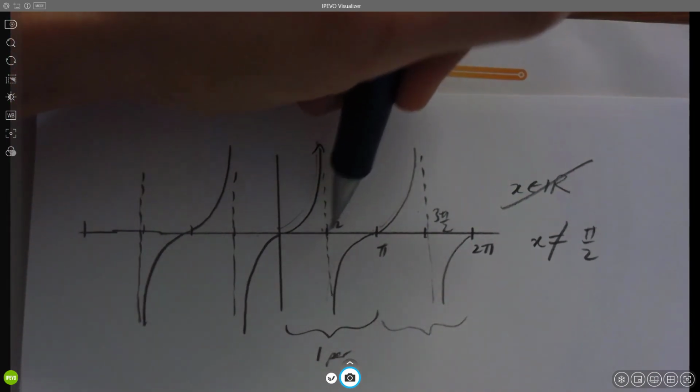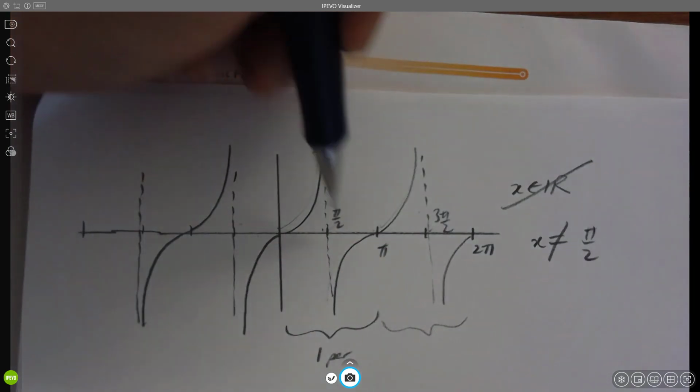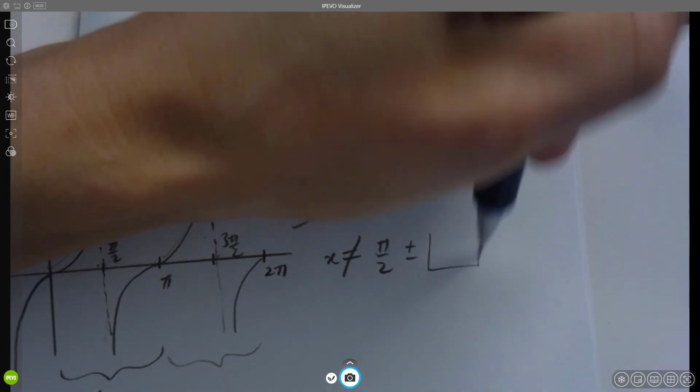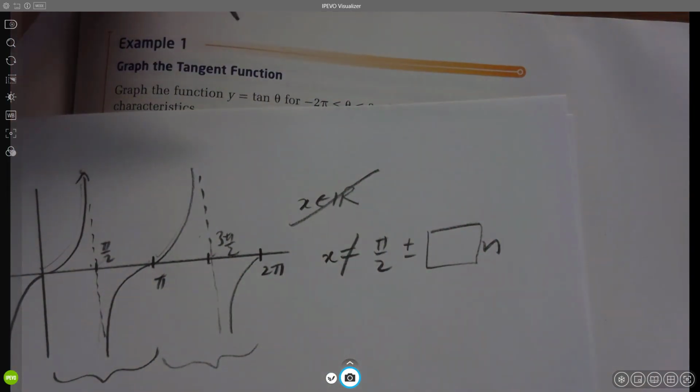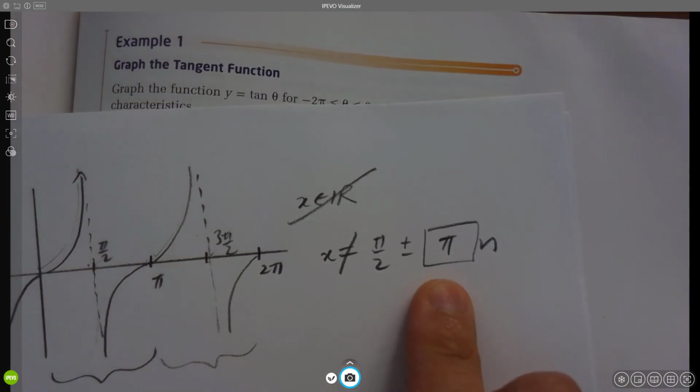Now we have a general solution problem. This vertical asymptote occurs every pi units apart. So we say plus or minus the period times n, and the period in which this problem occurs is every pi units apart. If this was degrees, this would be 180.